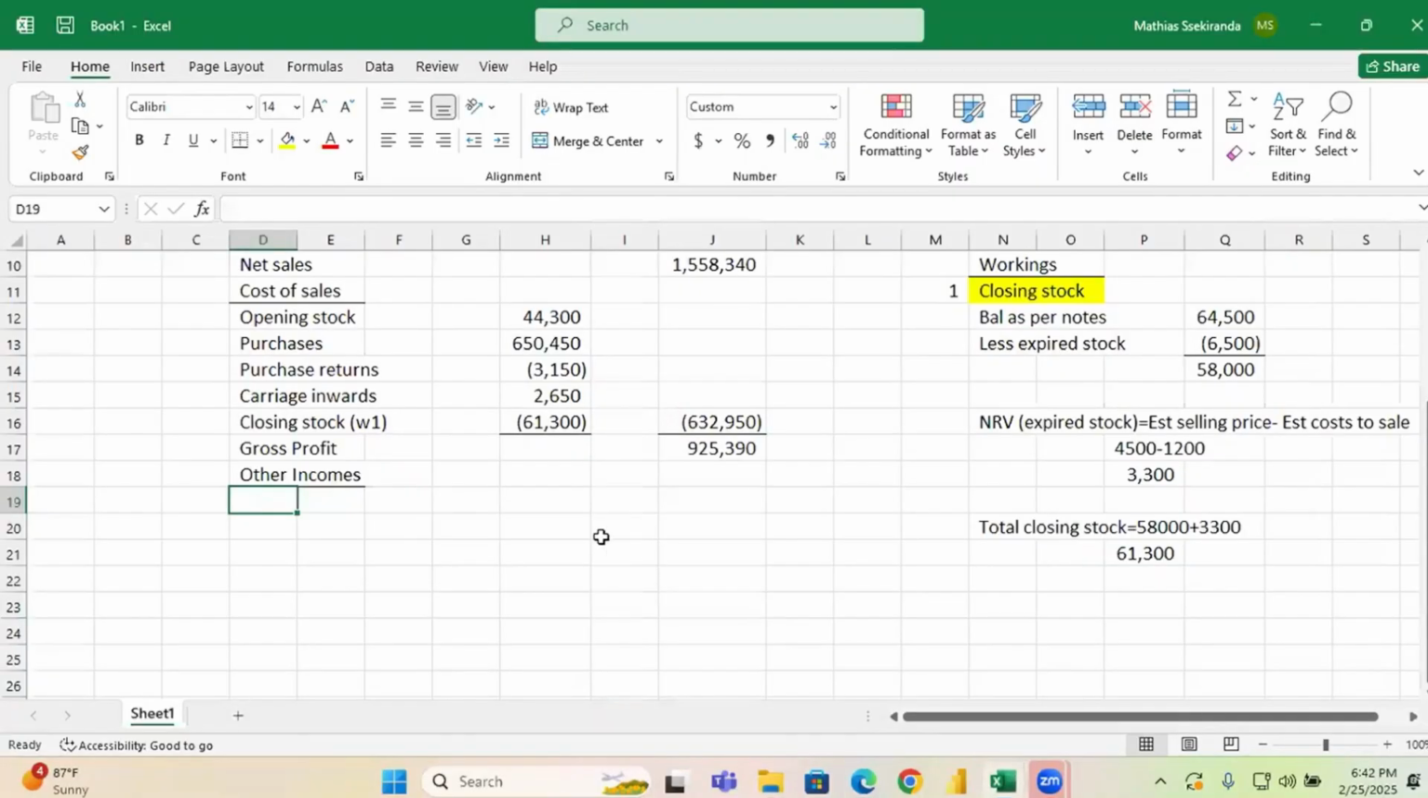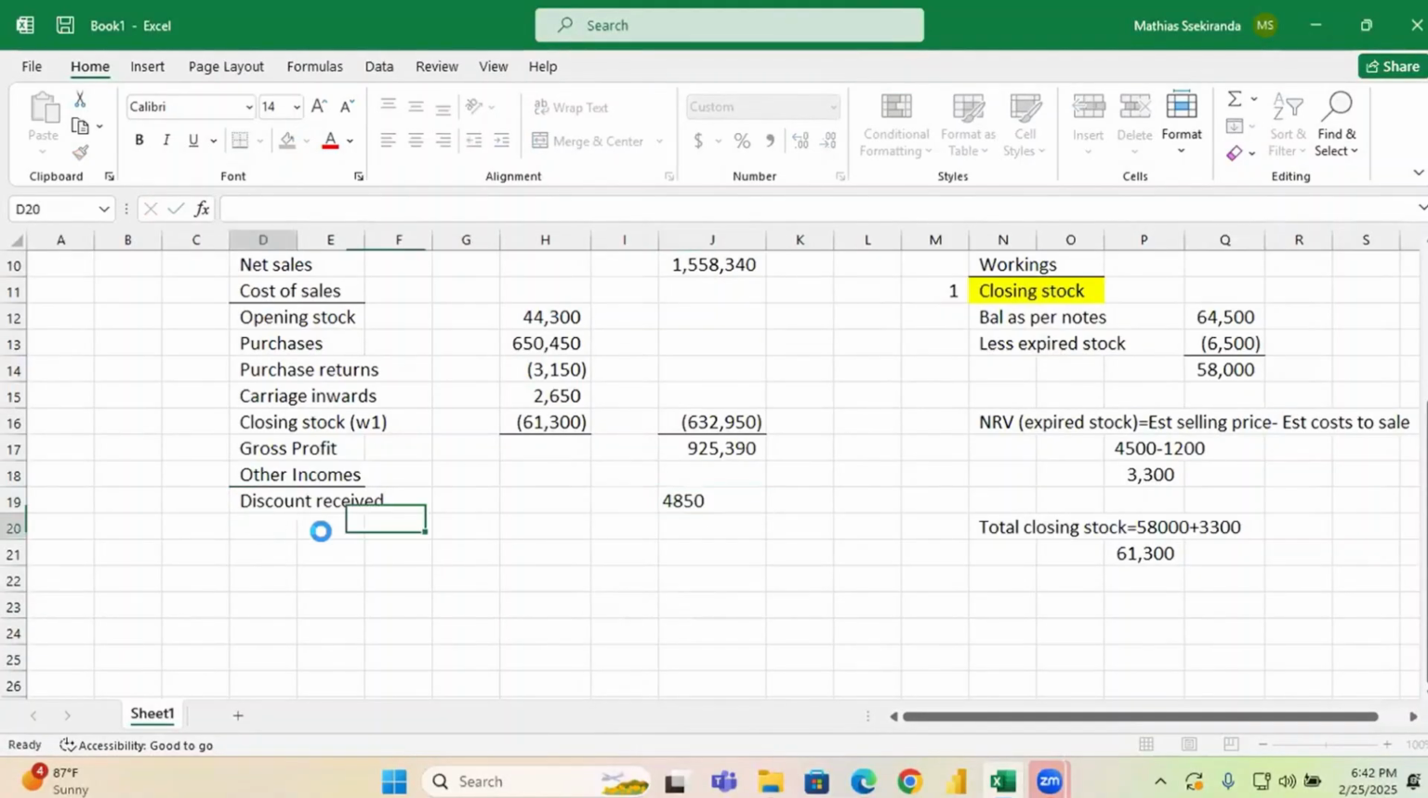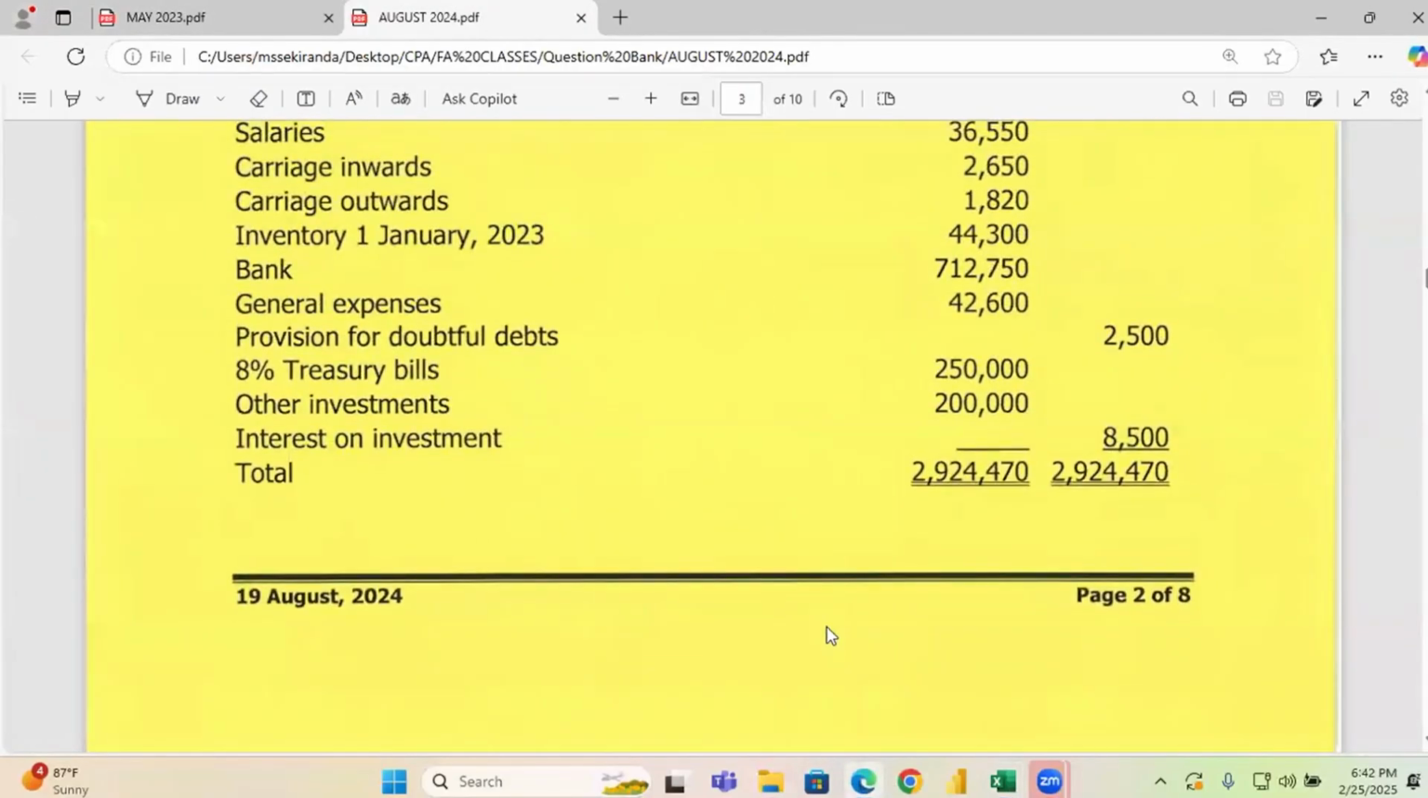So for 850, you come here and say discount received, for 850. We have interest on investments. I saw it somewhere, our last figure, interest on investments. I have interest on investments. Are you seeing it? Interest on investments, it is here.